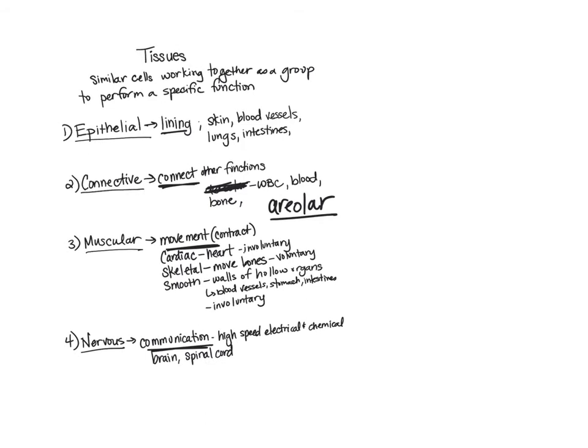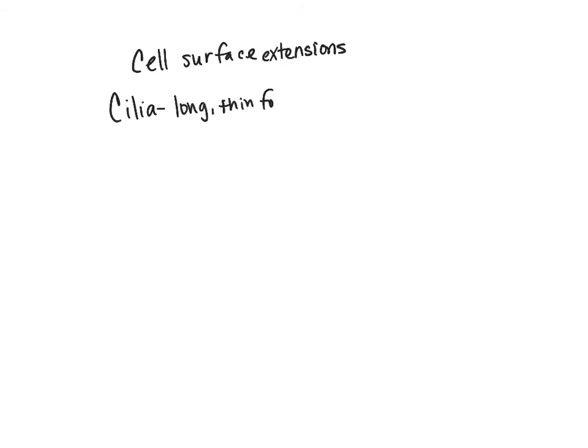One thing that I do want to mention before we finish up with our tissues is that there are different types of cell surface extensions. Some of these were gone over in the organelles video, and we can talk about them there. But there's also one that was missed. The first one is cilia. Cilia, as you may remember, are long, thin folds of cell membrane, and they're like little tiny hairs on the cell.